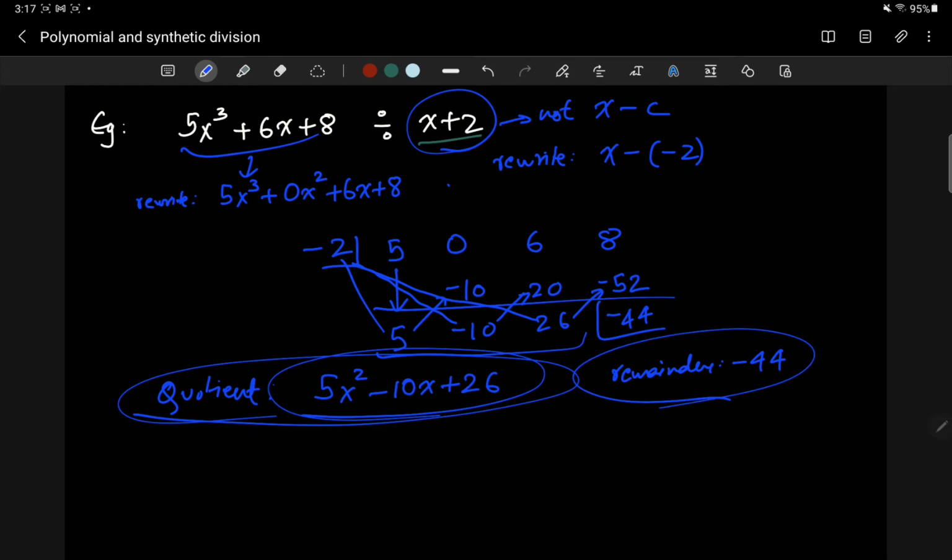So that's an example of how this can be used quite simply to find results of divisions which are made with linear coefficients, or polynomials which are linear, right?